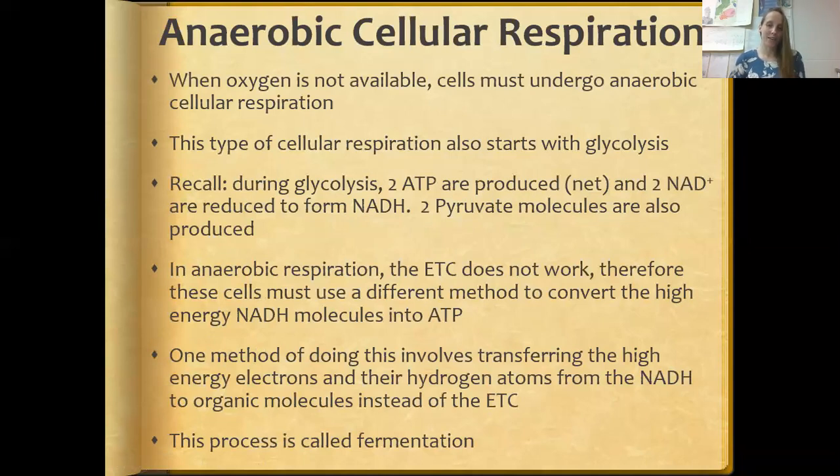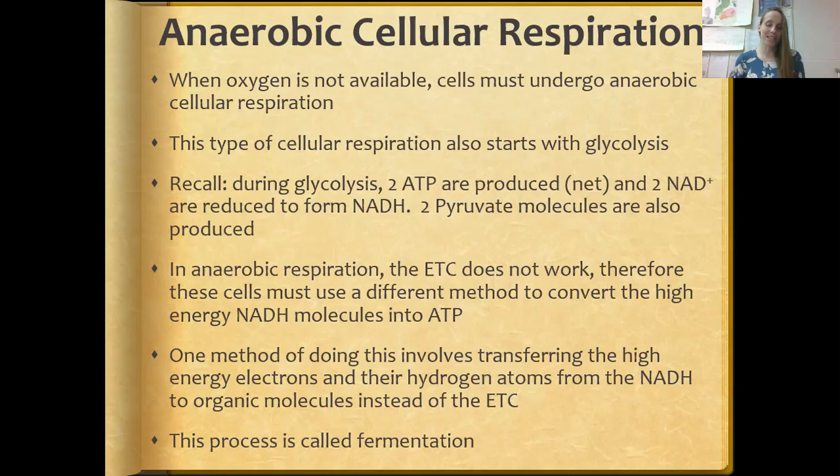This type of cellular respiration, as we've said, also starts with glycolysis. So just remember, during glycolysis, we have a net production of 2 ATP. We also have 2 NAD+ that are reduced to form NADH. And in the end, we end up with 2 pyruvate molecules.